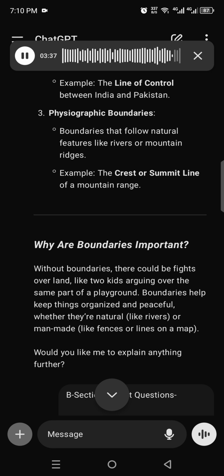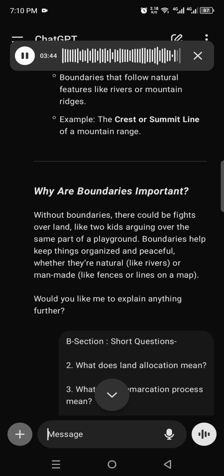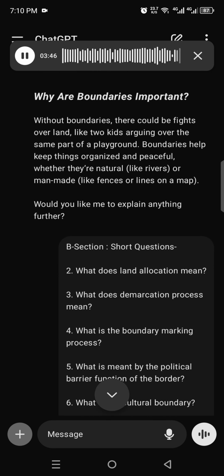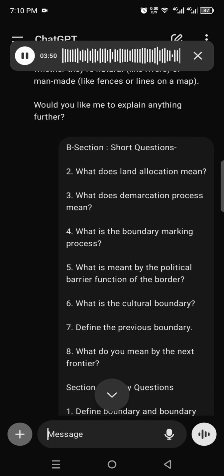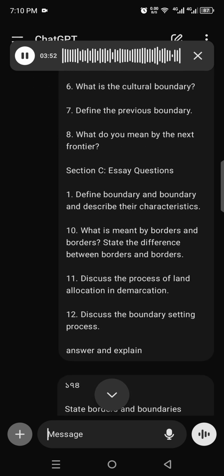Why are boundaries important? Without boundaries, there could be fights over land, like two kids arguing over the same part of a playground. Boundaries help keep things organized and peaceful, whether they're natural, like rivers, or man-made, like fences or lines on a map. Would you like me to explain anything further?